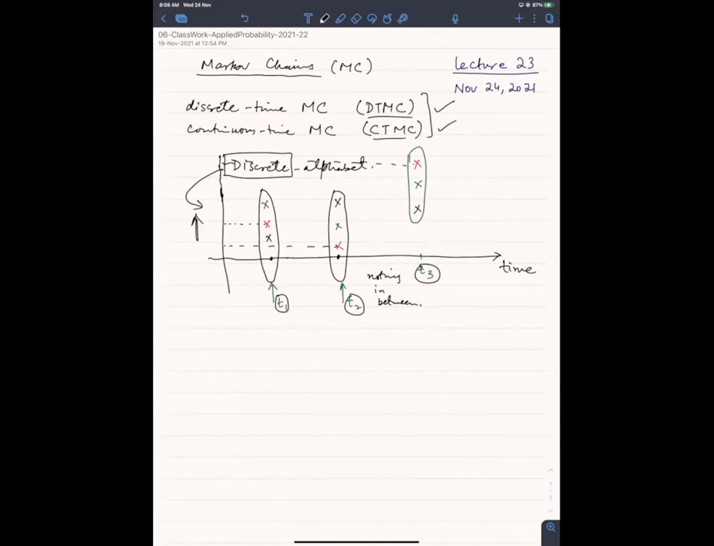So this random process is discrete time as well as discrete alphabet. If I let the time to be continuous, this will become a continuous time random process with still discrete alphabet. Poisson process was an example of a discrete alphabet continuous time random process. Discrete time Markov chain, time is discrete and these values are also discrete.